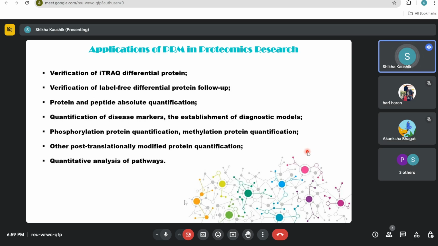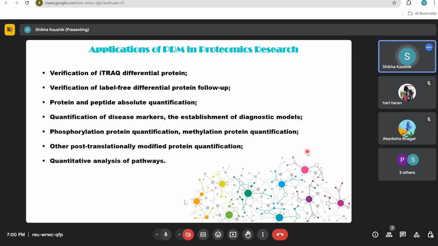So whatever data you are getting from your basic mass spectroscopy technique, you can validate it with a better accuracy and better sensitivity using high throughput mass spectroscopy like PRM. Protein and peptide absolute quantification, quantification of disease markers, the establishment of diagnostic models, phosphorylation of protein quantification, methylation of protein quantification, all these things can be done using PRM. Other post-translational modification protein quantification can also be achieved. Quantitative analysis of pathways can be done, right?